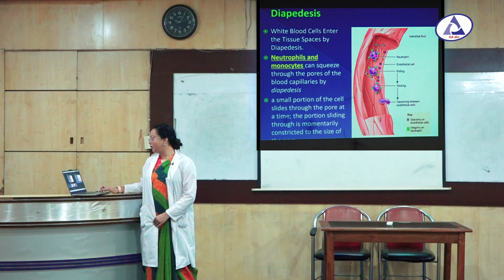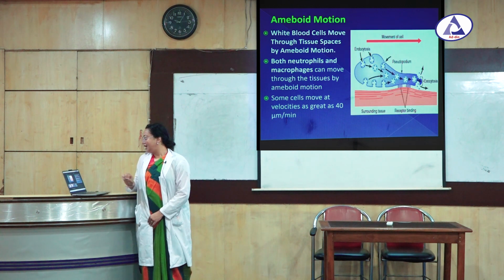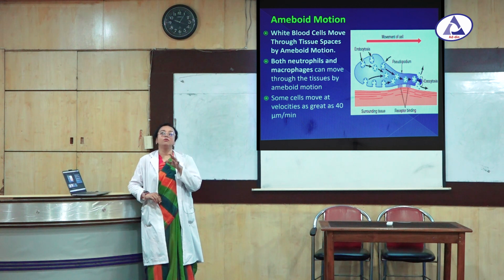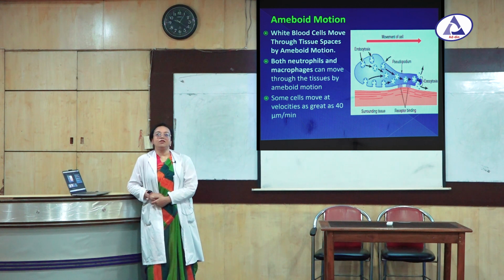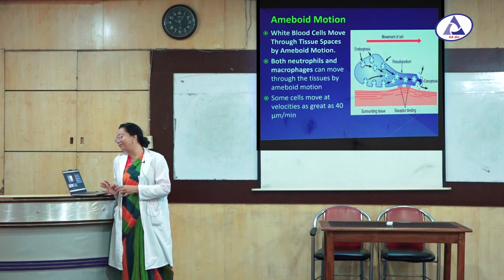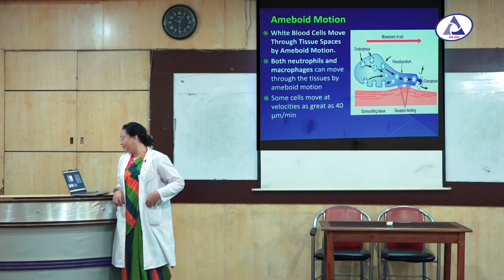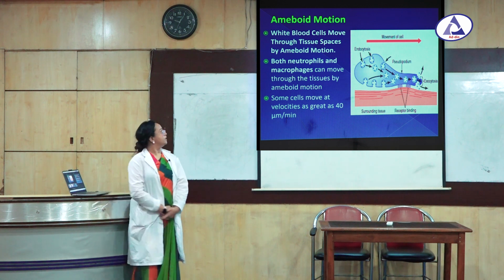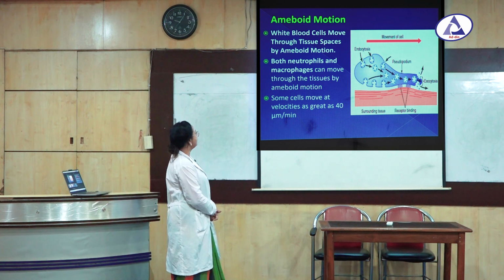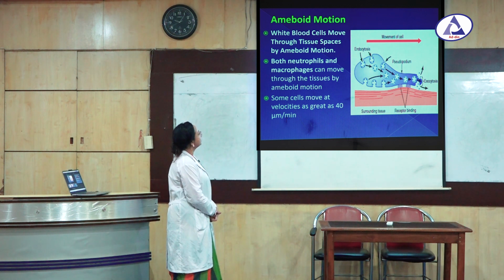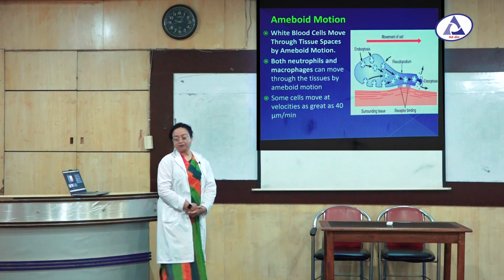So then how do they go to the infected site? They go by amoeboid motion. Amoeboid motion means they can move by the nature of the amoeba. How does an amoeba move from one place to another place? WBCs go from one place to another by amoeboid movement. See, both the neutrophil and macrophage can move to the tissue by amoeboid movement. Some cells move at a velocity of 40 micrometers per minute.